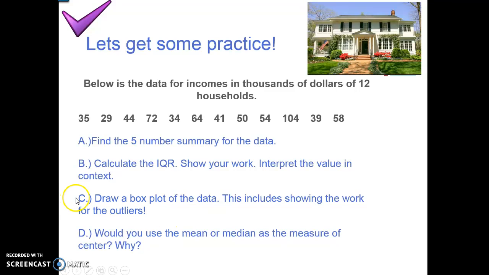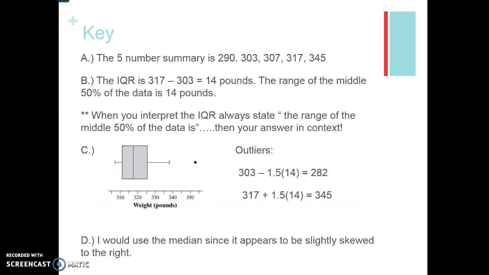Go ahead and draw a box plot of the data. Make sure you show the work for the outliers. If you don't, it's incorrect. And then you want to make the decision based on the shape: would you use the mean or the median as a measure of center? So go ahead and try that. Hit pause and then take a look at the answer on the next slide.